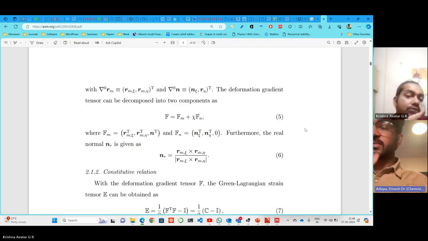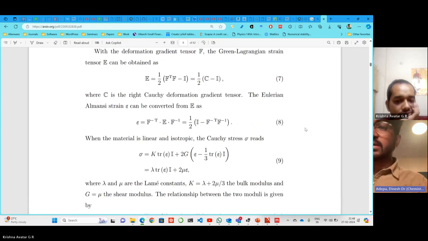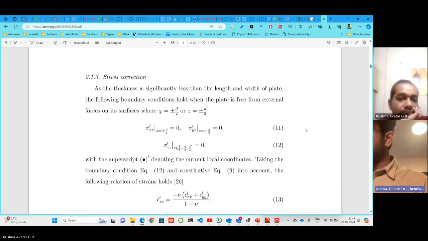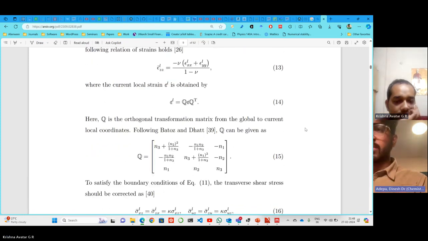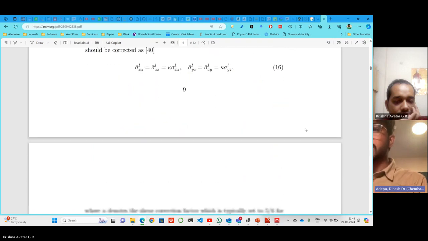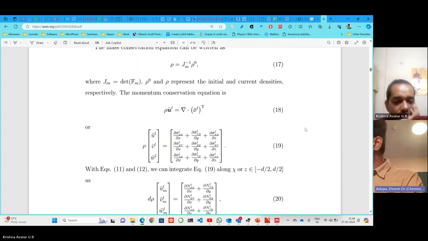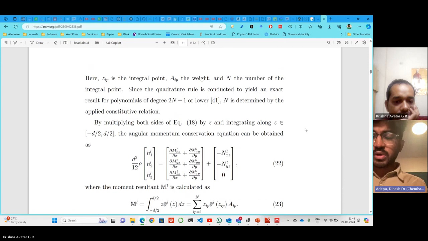So first he defined the kinematics, meaning you should get the deformation gradient, you should get normal vectors like this. Then he's discussing the constitutive relation, the relation between stress and strain, using the kinematics, whatever F we got. Okay, go to next section. Then stress correction, meaning how we will apply the boundary conditions. Then you go for the conservation equations, typical ones like mass continuity and momentum. First, 17 is conservation of mass and 18 is conservation of momentum. So I will take those equations and substitute here, and that's it. That's all you have.